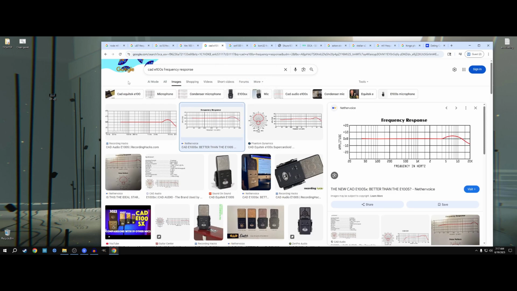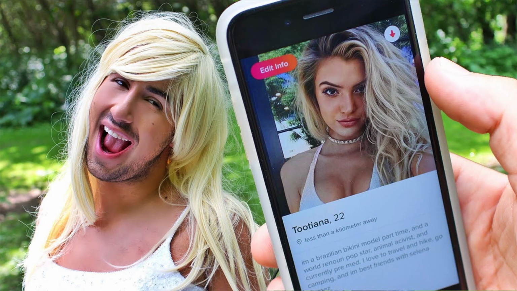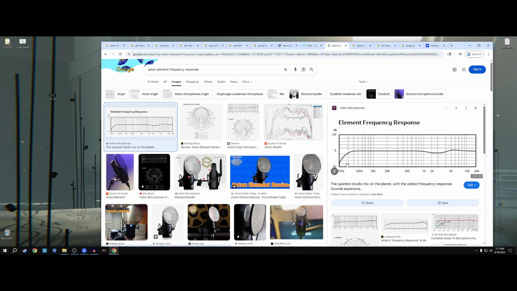But there's another important thing too. And again, with the joke of the dating profile, people lie on their dating profiles. You know, people lie. This is a lie. This is the Aston Element. They say it sounds like this. Does it sound like this? No, it doesn't.